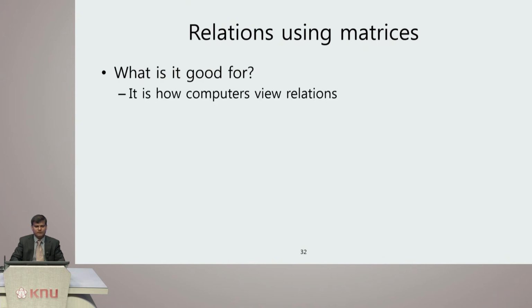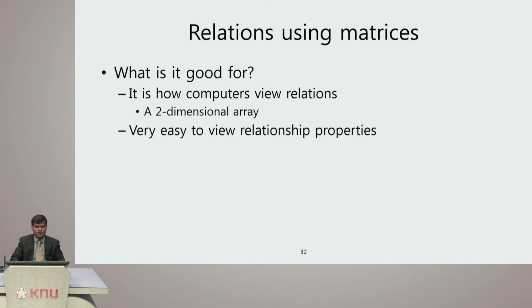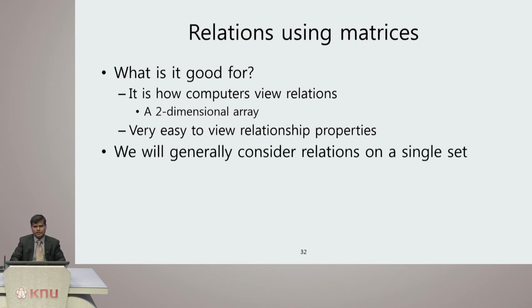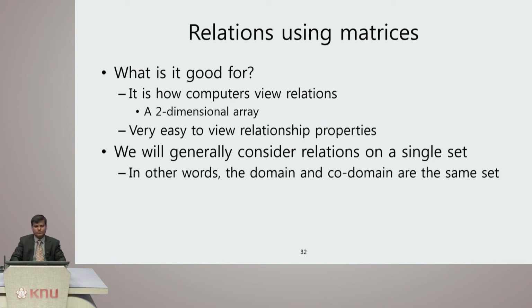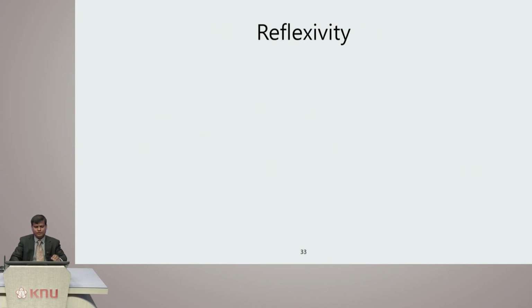Let's go further. What is the use, and how does a computer view these relations? This kind of two-dimensional array is how it's viewed, and it's very easy to view relationship properties when we have, generally, relations on single sets. In other words, the domain and codomain are of the same set, and we usually use a matrix of square type. Let's talk about reflexive relations.